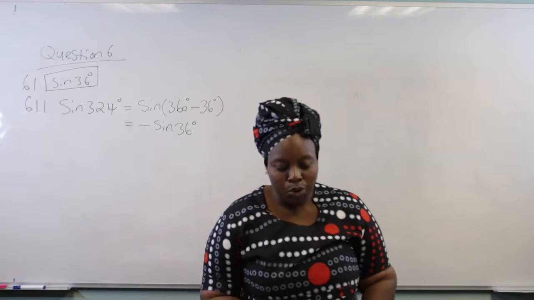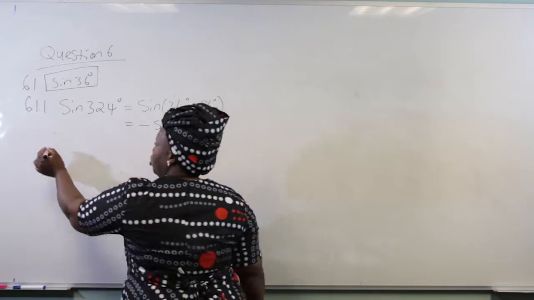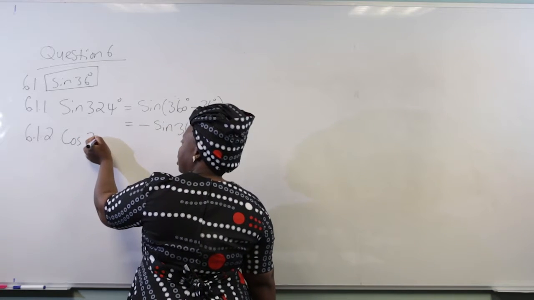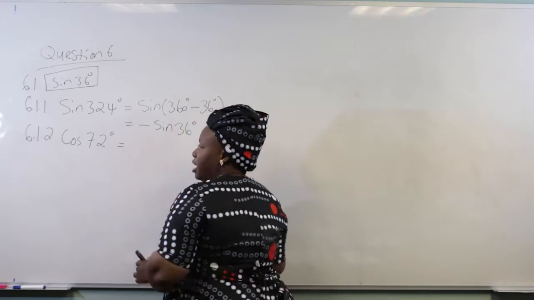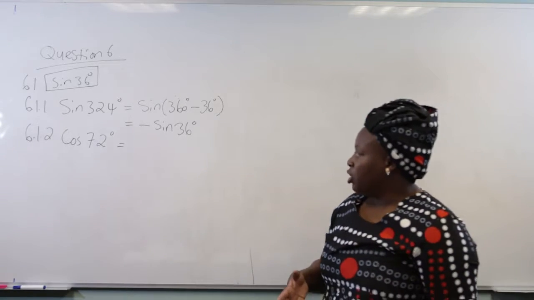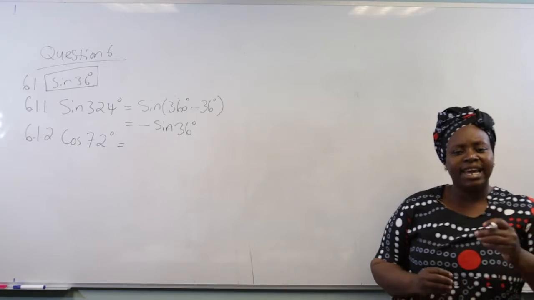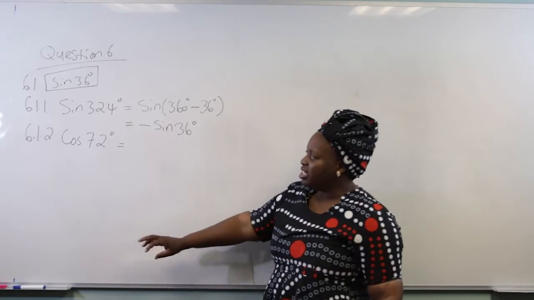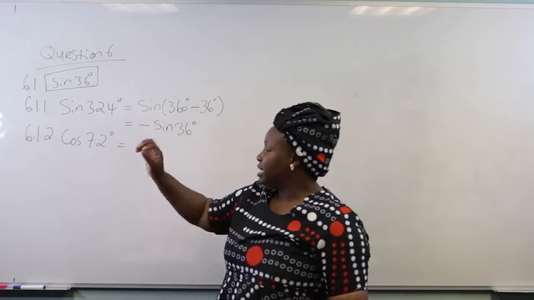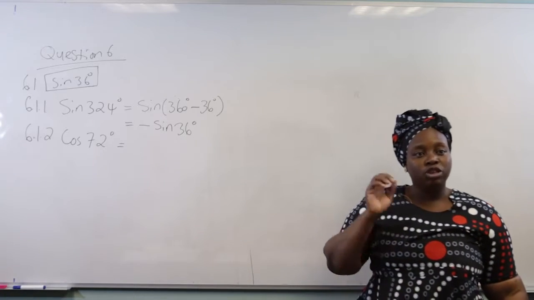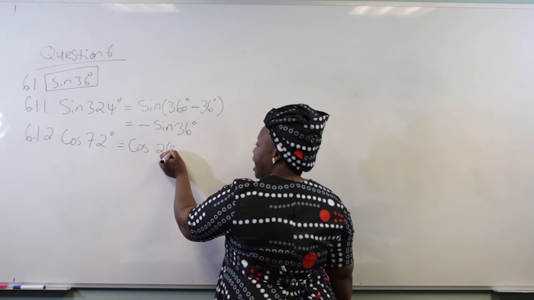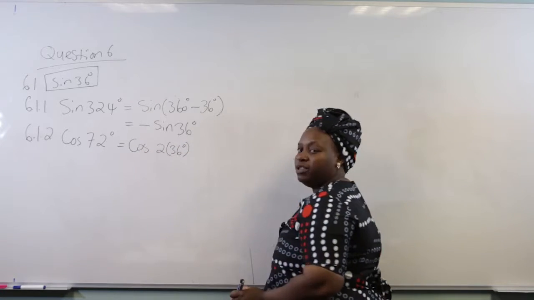The second question, 6.1.2, they say find cos of 72 degrees. Now, how can you make cos 72 into sine 36? Remember you have to do trial and error. In this case, you have to start changing the 72 and see if it can give you 36. I think if we say 36 plus 36, it will give you 72, or 2 times 36 gives you 72. So you'll have cos of 2 times 36.